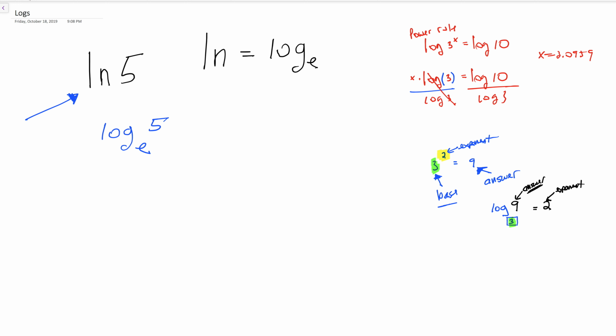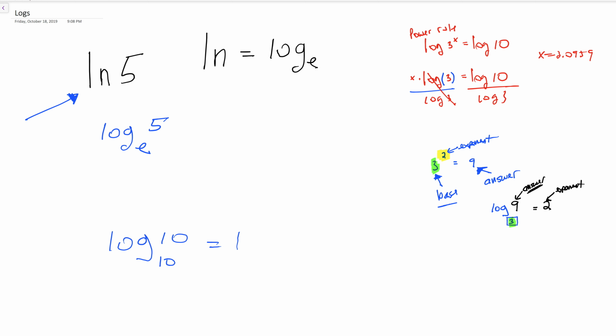Now let's back up for a second and talk about log base 10 of 10. Do you know what this answer would be? What would go here? 1. Why 1? Yeah, because 10 to the power of 1 is 10.